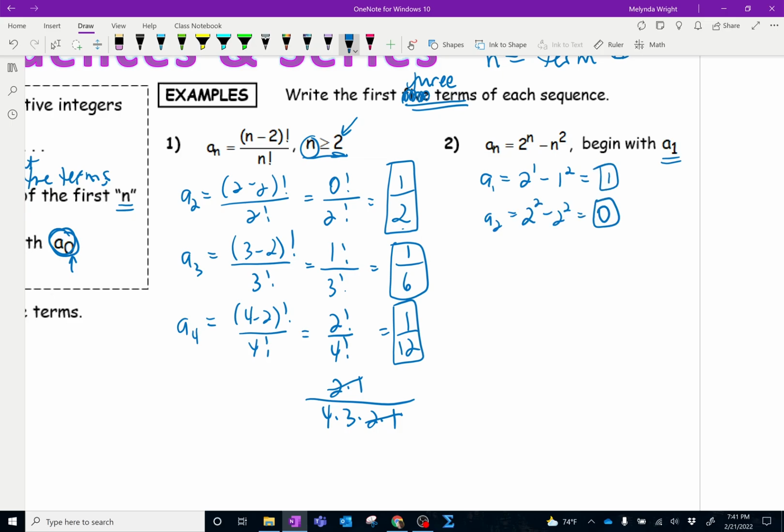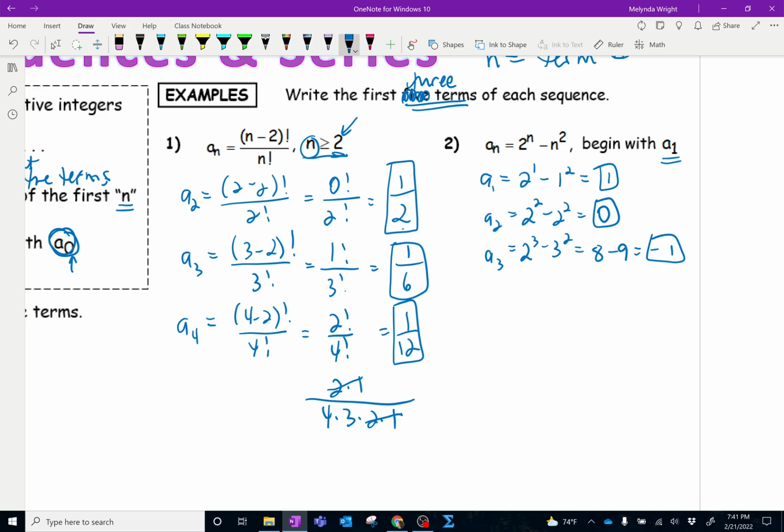And our third term would be 2 to the third minus 3 squared. So that would be, what, 2 cubed is 8, 3 squared is 9, so that would be a negative 1. Okay, so hopefully we get the idea about how to generate terms. This again, let's highlight this. This is called our nth term. These are nth term formulas. They generate all the terms.